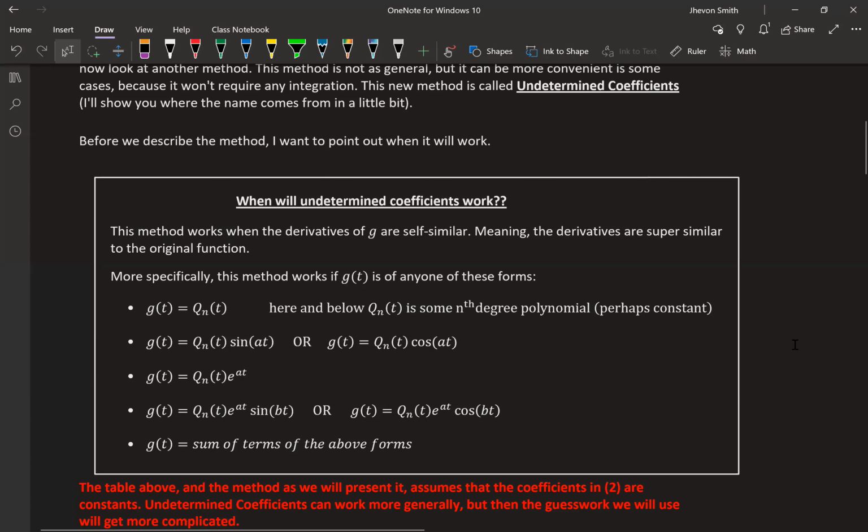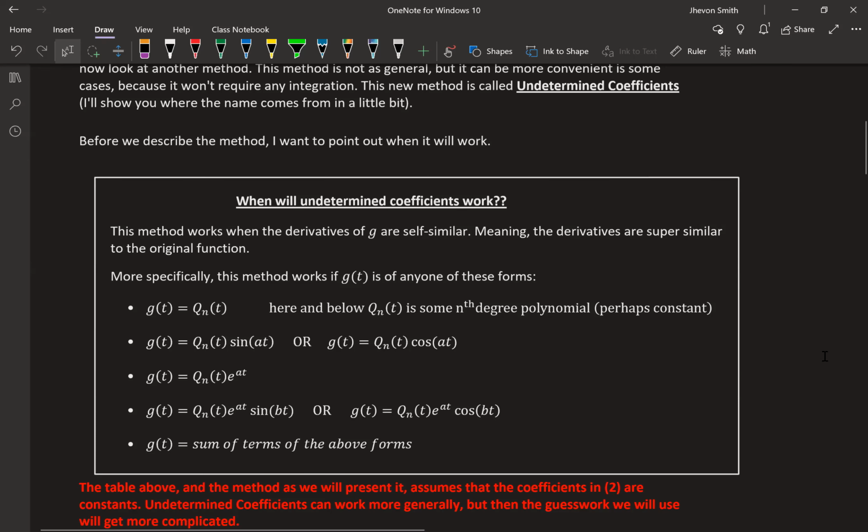So exponentials, as you know, when you differentiate them, you keep getting back the same exponential to the same power. You also would recognize that if you differentiate sines or cosines, you keep getting back sines and cosines. You'll also notice that if you differentiate a polynomial times an exponential times a sine, or a polynomial times an exponential times a cosine, the result is always going to be a polynomial times an exponential times a sine and cosine, right? So these are actually self-similar with their derivatives. So this is the method that undetermined coefficients will work for.